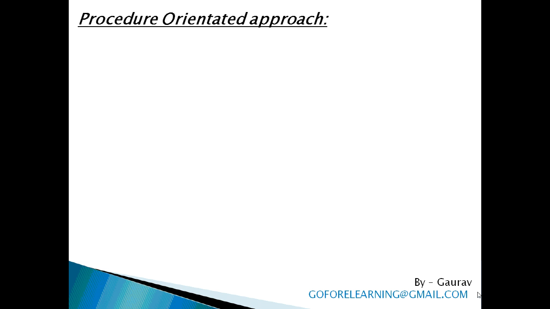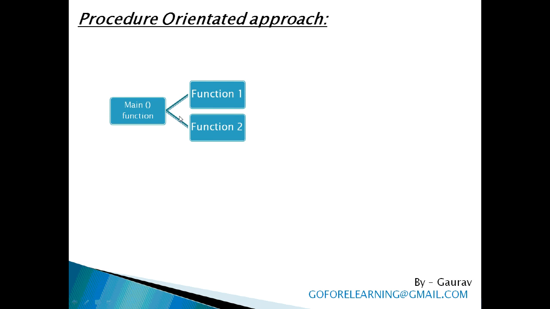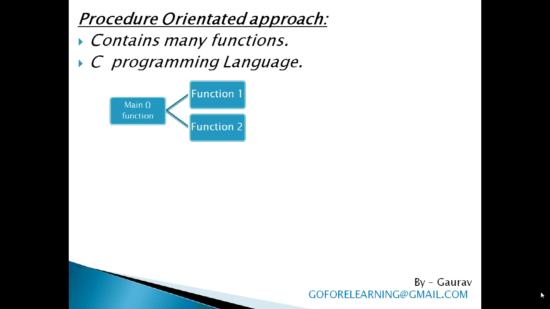First is the procedure-oriented approach. When the programmer wants to write a program, he will first divide the task into separate subtasks, each of which is expressed as a function. It contains many functions, which are called and controlled by the main function. This approach is called the procedure-oriented approach. The C programming language follows this approach.